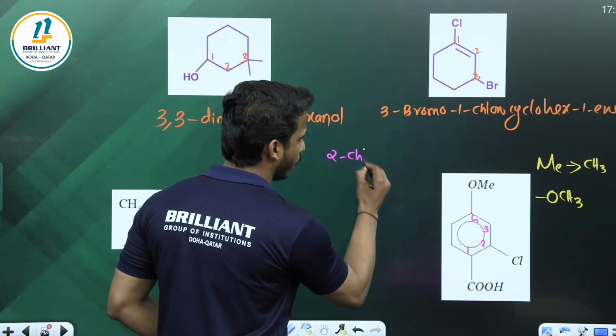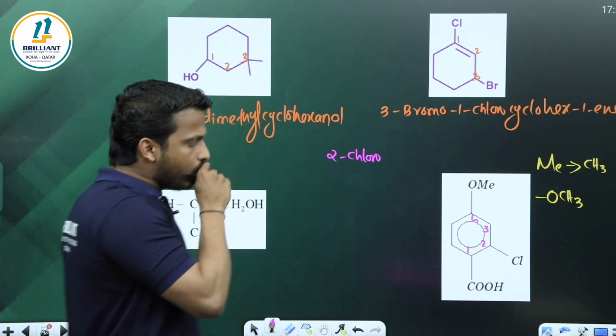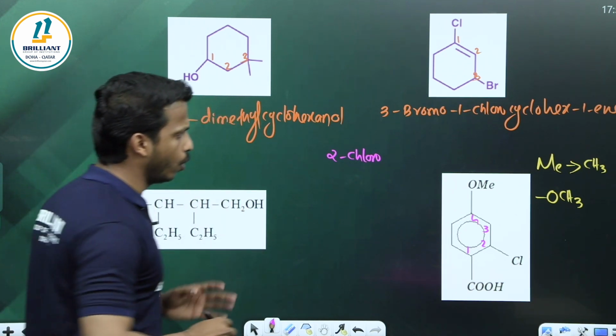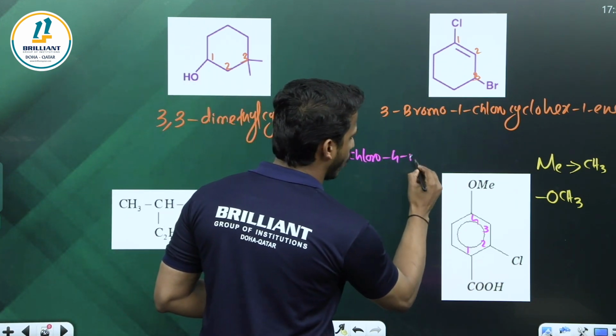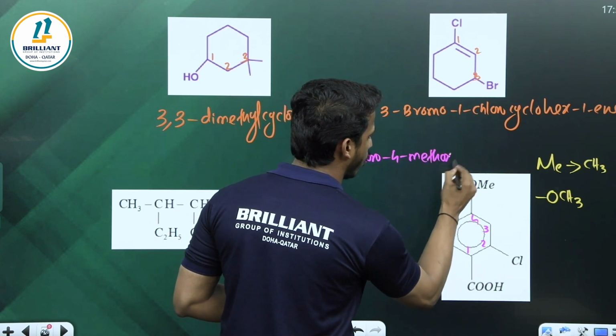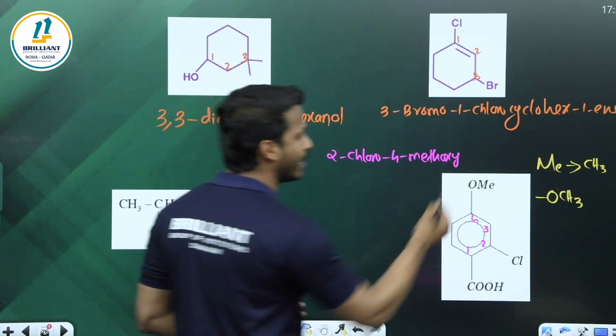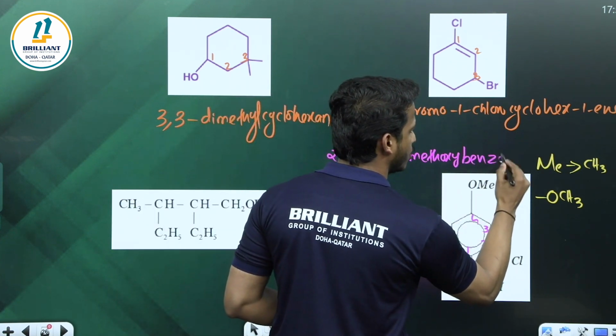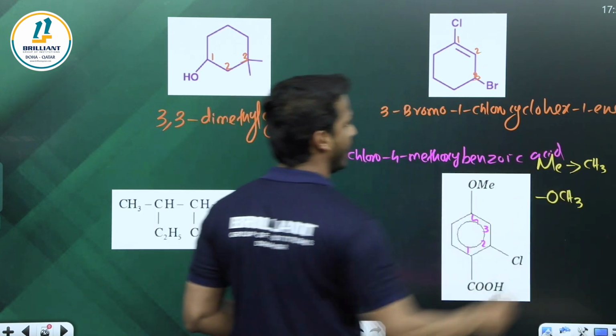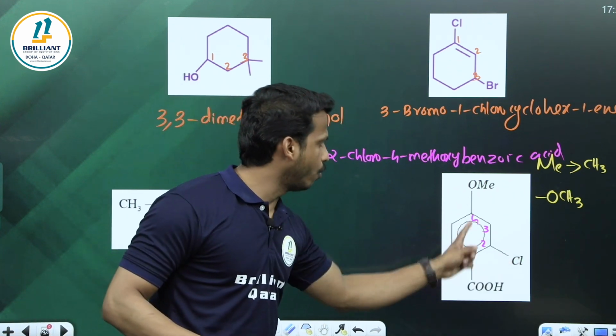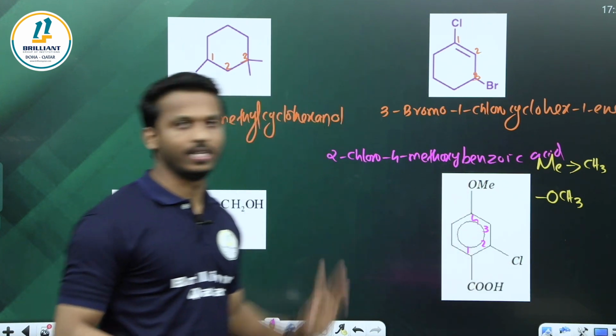2-chloro, all of you say together. Sorry, 2-chloro, 4-methoxy. 2-chloro, 4-methoxy. What is benzene with the acid? We call it benzoic acid. Correct or not? Benzoic acid. So what is the name, dear all? 2-chloro, 4-methoxy benzoic acid.